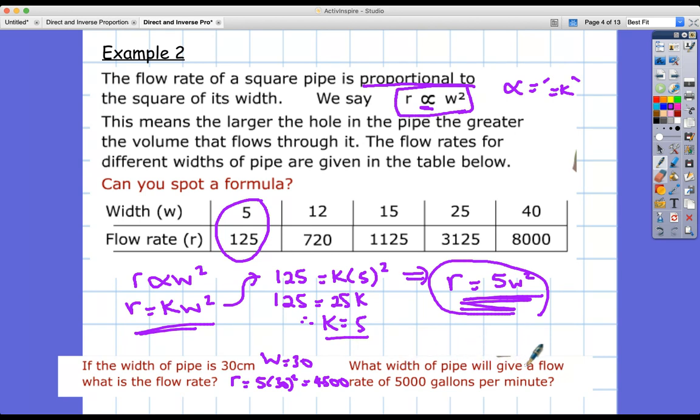What width of pipe will give a flow rate of 5,000 gallons per minute? Now it's wanting us to find W given the R. So we're going to set R equal to 5,000. We can say that 5,000 is equal to 5W squared. Let's just rearrange this and find what W is. Divide by 5, that's 1,000, equals W squared. So that means that W is the square root of 1,000. And we can work that out.